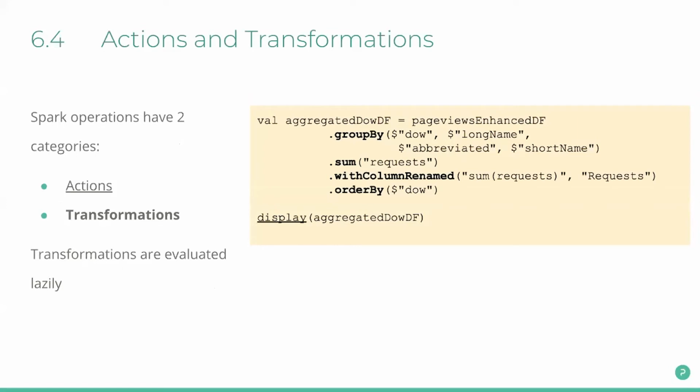I'm going to talk a little bit about actions and transformations. The functions that are highlighted in bold, group by, sum, with column renamed, and order by, are classified as Spark actions. Whereas the display that I have here, which is underlined, that's classified as an action. I'm sorry, group by, sum, and order by are classified as transformations. Transformations are evaluated lazily. So this means that you can chain a lot of stuff. Once you want to view that data, you can use something like display, and Spark's going to look at everything and optimize it for you.